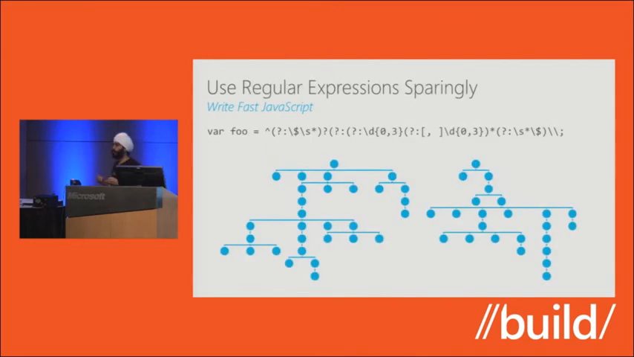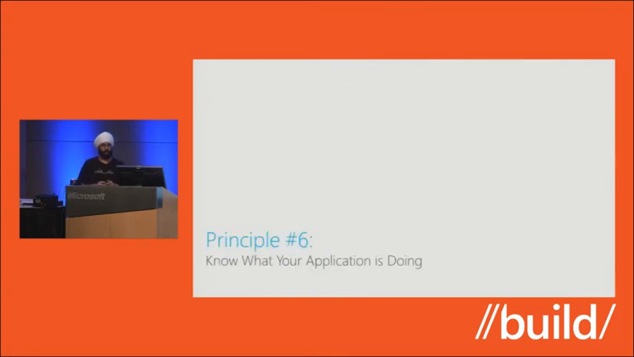Okay, so use regular expressions sparingly. Again, it's a great programming technique. It's pretty cool. But regular expressions take 5 to 6 milliseconds to create and match complex trees. So really, instead of using those 5 to 6 milliseconds, you can use string concats and do that in a few 100,000 cycles instead. Okay, so the last principle, know what your application is doing.